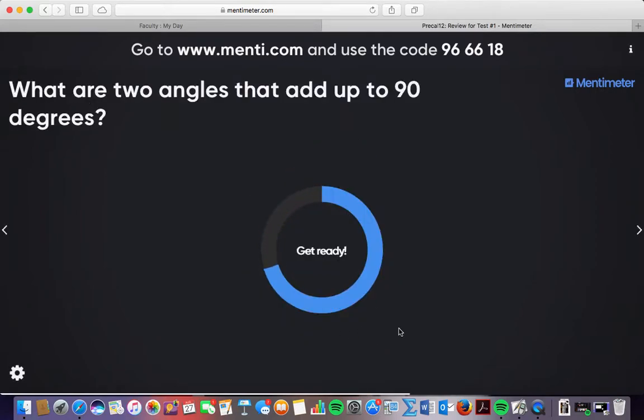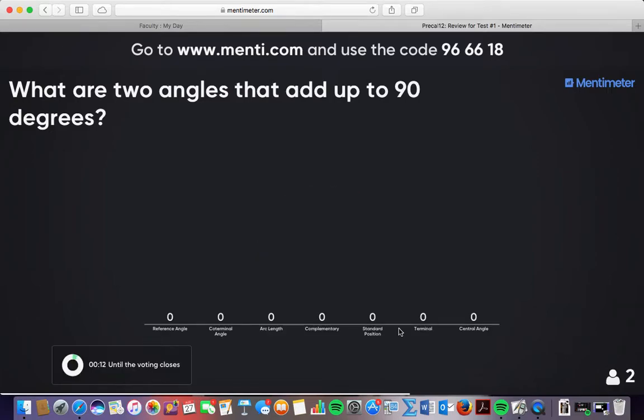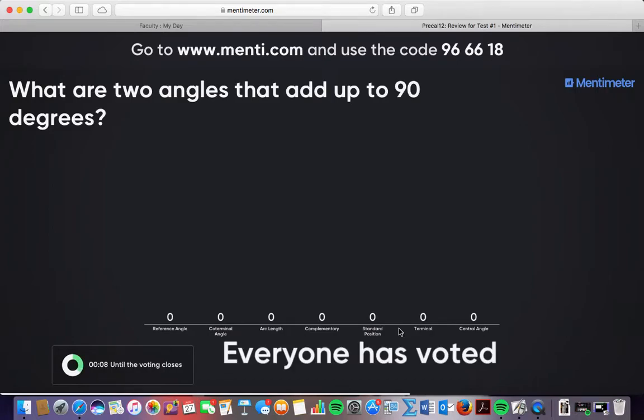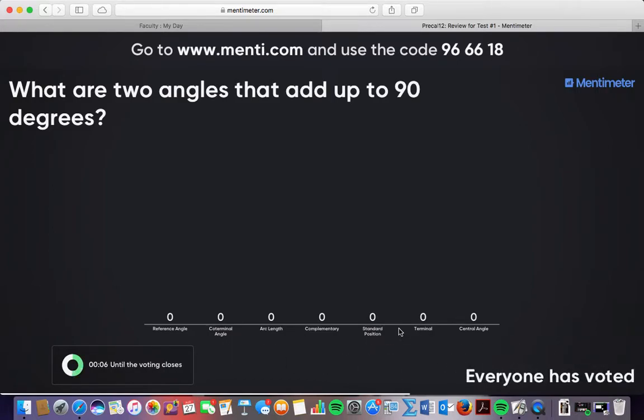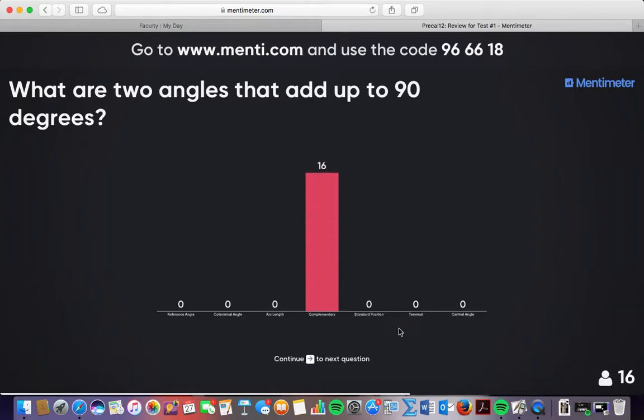What are 2 angles that add up to 90 degrees? Again, the definitions are important. Making sure you know what you're finding here, especially for the test. The answer? Everyone's voted. Complementary. Good work, y'all. Good work there.